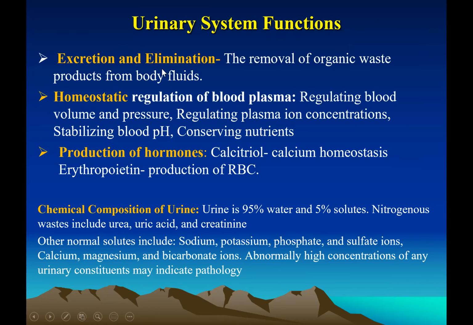By doing this function, that leads into the homeostatic regulation of blood plasma. So it plays a huge role in maintaining your blood pressure and blood volume, and all the electrolyte concentrations in the blood. We have to maintain the blood pH at around 7.4. So your urinary system is going to play a huge role in the homeostatic regulation of all the blood electrolytes, nutrients, and pH.